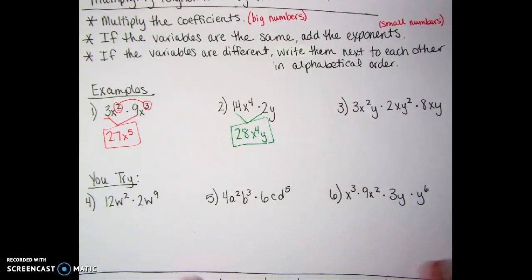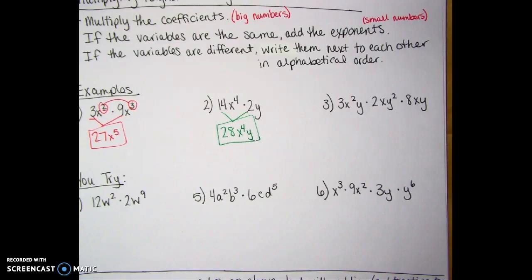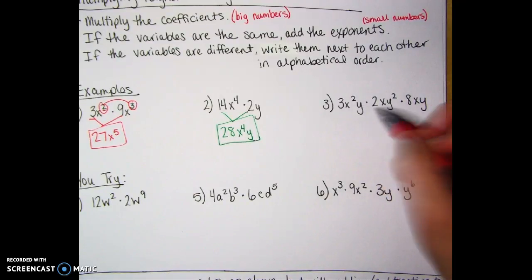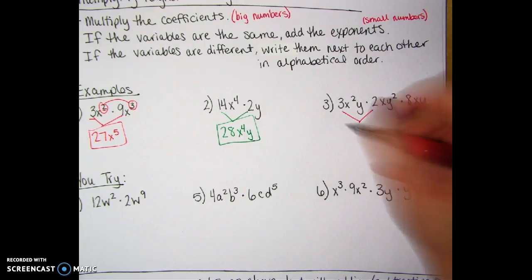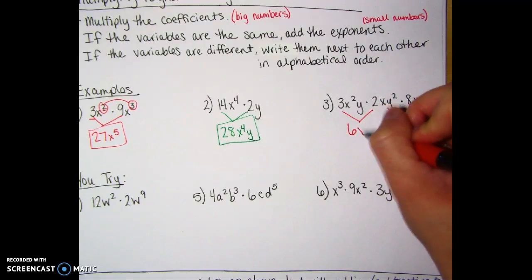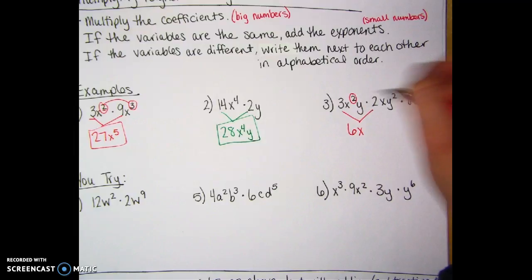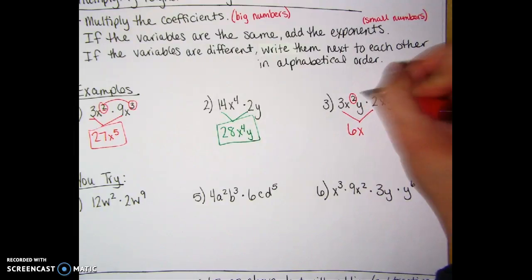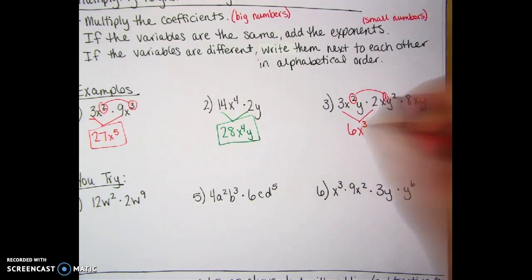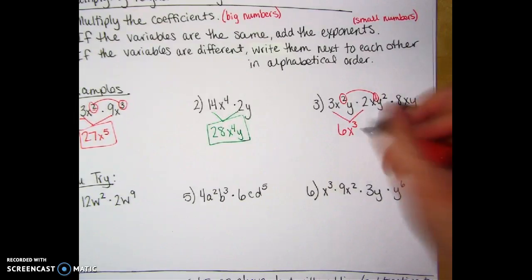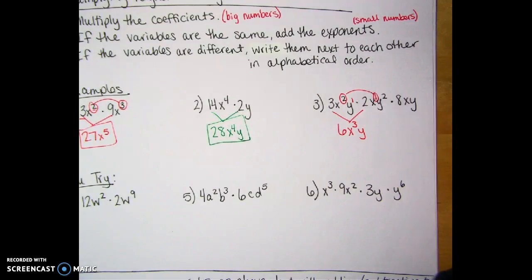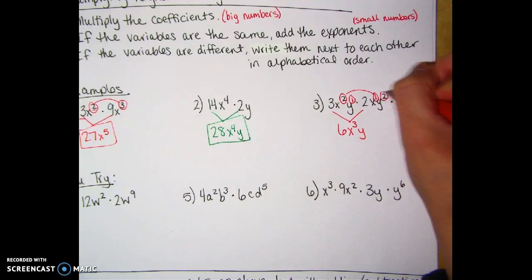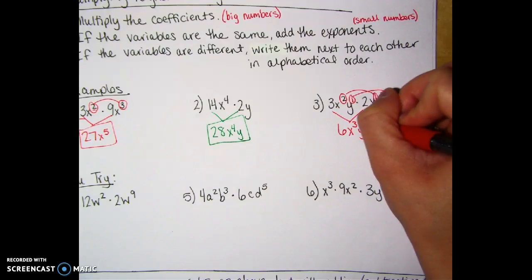Okay, last one. This has 3 of them now. I'm going to do it in 2 steps. So I'm going to multiply these 2 first. So 3 times 2 is 6. And for the x's, I have 2 plus, there's a 1 right here, so I'm going to add 2 plus 1 to get 3. And for the y's, I have a 1 here and a 2 here. 1 plus 2 there is also 3.